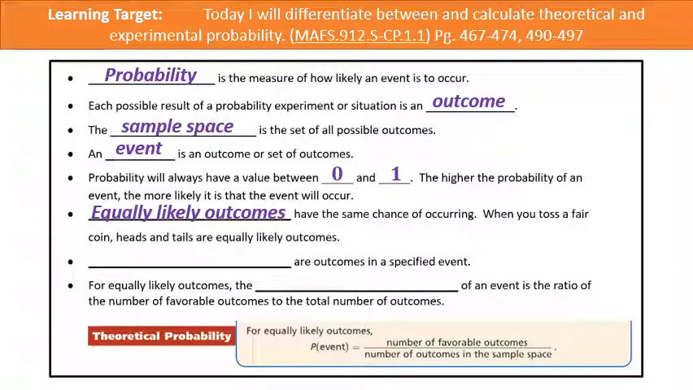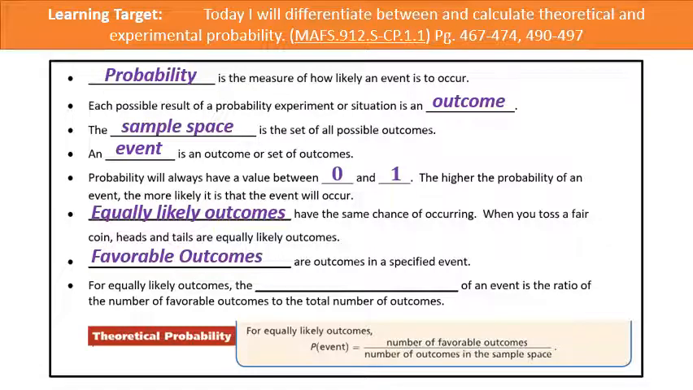Equally likely outcomes are outcomes that have the same chance of occurring. All right, so when you toss a fair coin, heads and tails are equally likely outcomes. What that means is think about what is the probability that it lands on heads. 1 out of 2. What's the probability that it lands on tails? Also 1 out of 2. So we would say that those two events are equally likely to occur. They are equally likely outcomes because their probabilities are both 1 over 2. 1 out of 2, 50%, 0.5. Does that make sense? Okay.